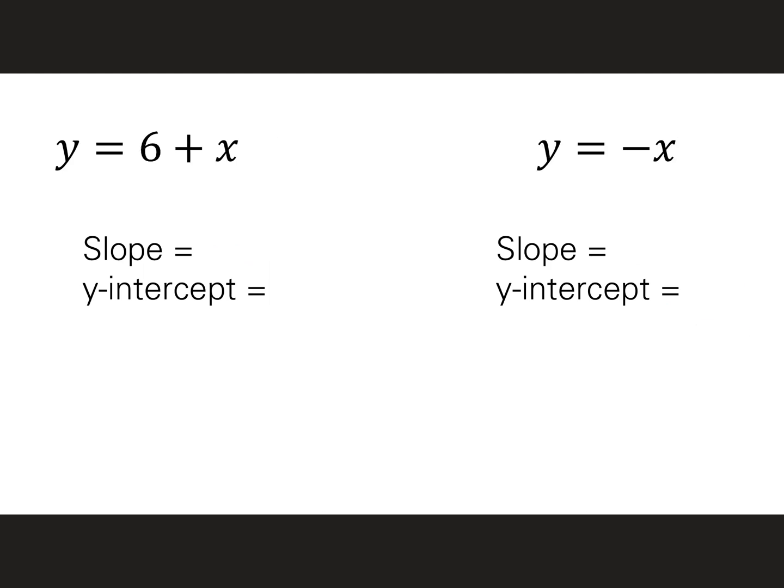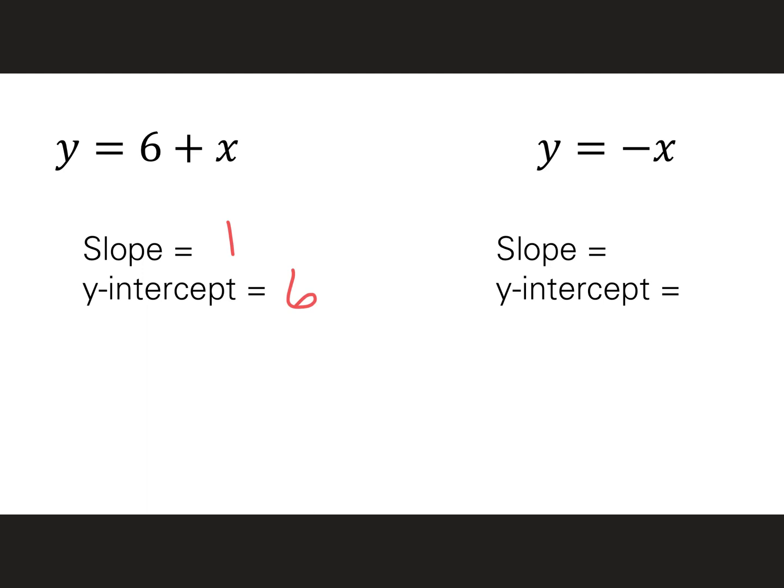Look at these two. Can you find the slope and y-intercept of each? Well, let's look at the first one. My slope is not 6. My slope is the coefficient of x. So what number can multiply times x and still be invisible? A 1. My y-intercept is the constant. In this case, it's a 6.